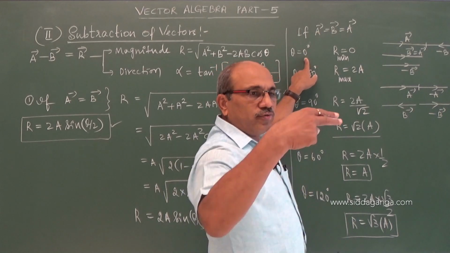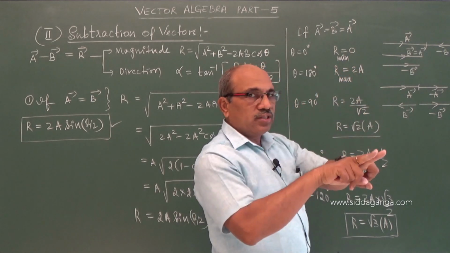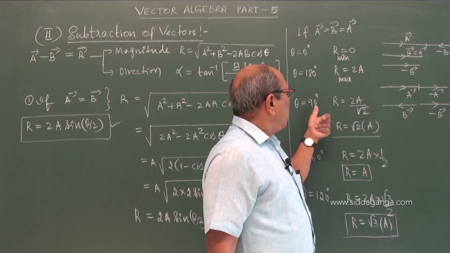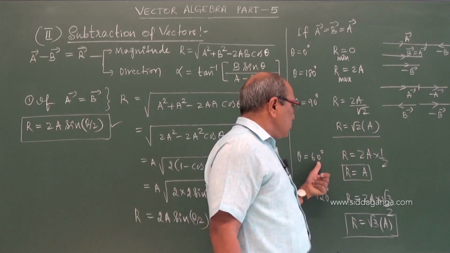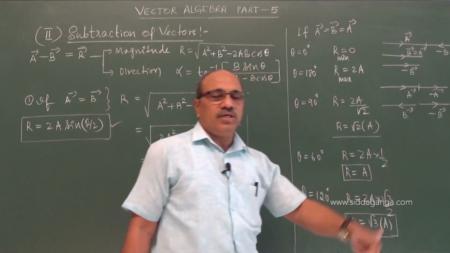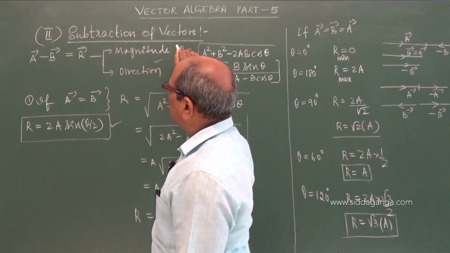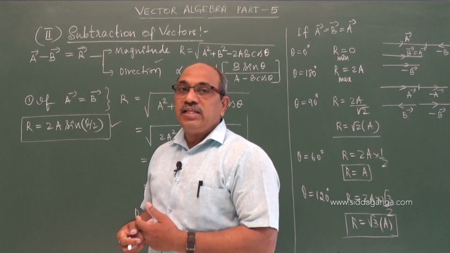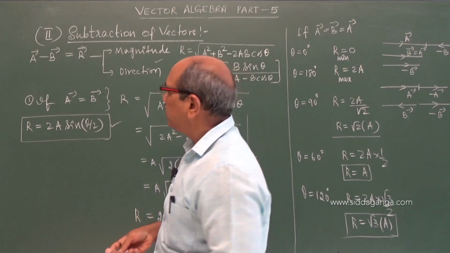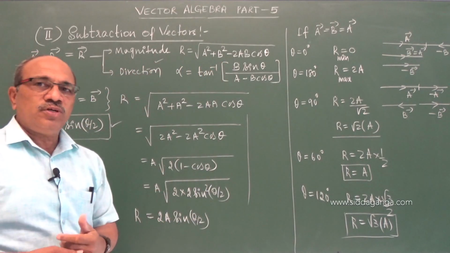If the angle between the two vectors is 0, then they mutually cancel. When the angle between them is 180 degrees, they add up to 2a; at 90 degrees it is root 2a; at 60 degrees r equals a itself; at 120 degrees it is root 3a. So remember, subtraction is only a special case of addition of the negative vector to the first one. If I want to subtract b, I have to add the negative of b to a.